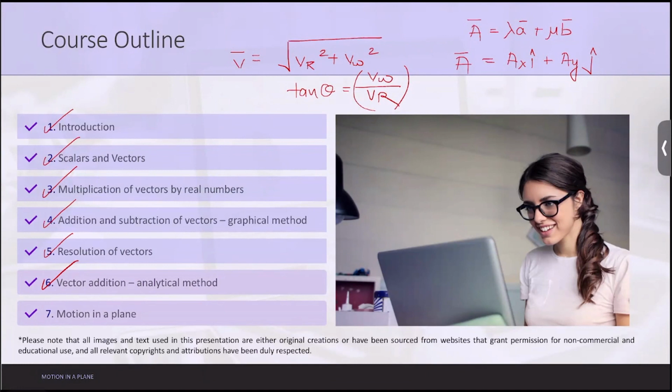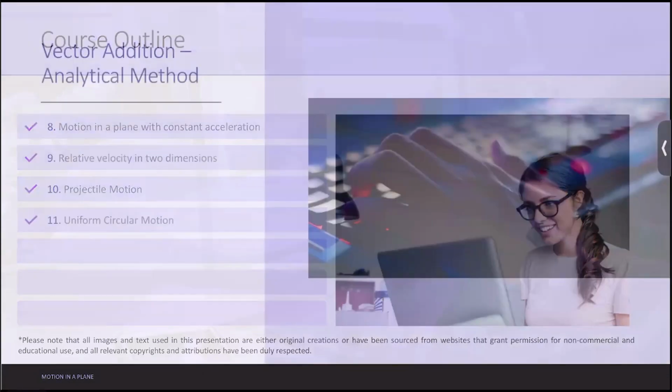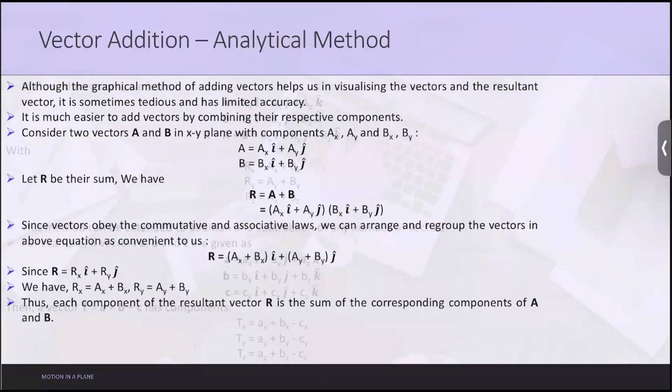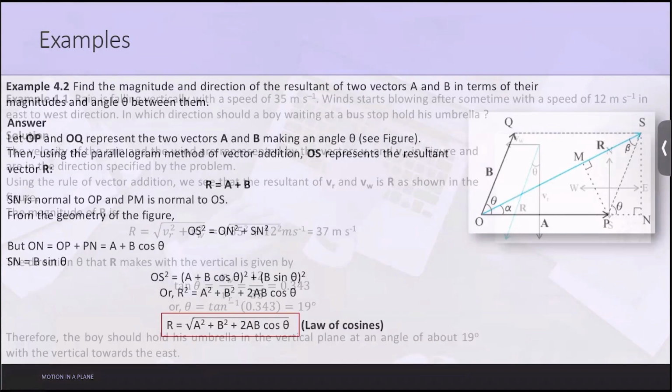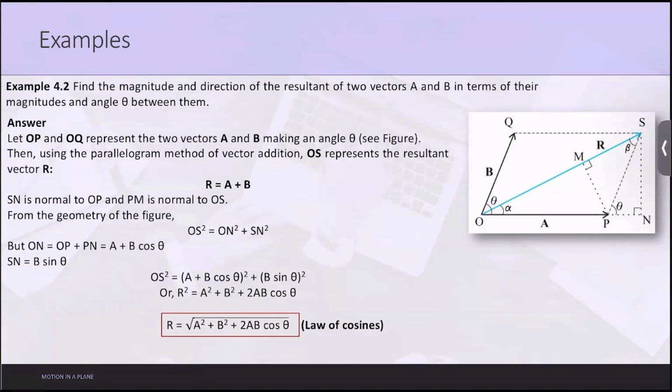Now let us go back to the analytical method, in which we are trying to understand what formula is derived when we add two vectors. So all these things were previously completed. This was the example I was talking about. Tan theta was vw by vr, and the resultant was the square root of vr square plus vw square. Okay, so that being said, let us start again.